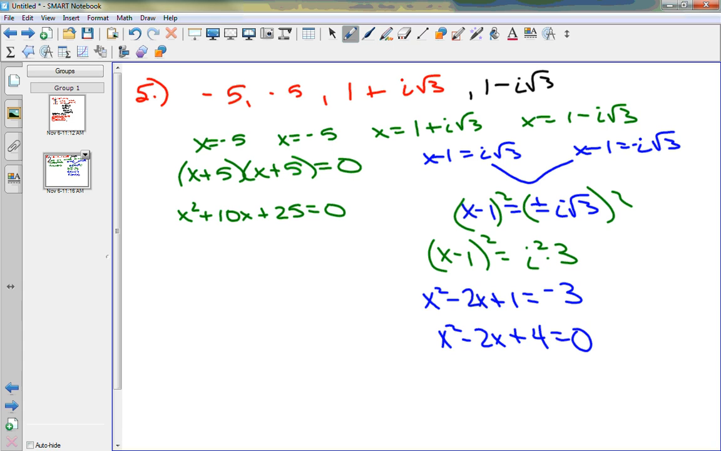Now, what do I do with the green and the blue? Multiply those together now. So I'm going to have x squared plus 10x plus 25, all times x squared minus 2x plus 4. Can you take it from there? I think we should. Did you get that right?